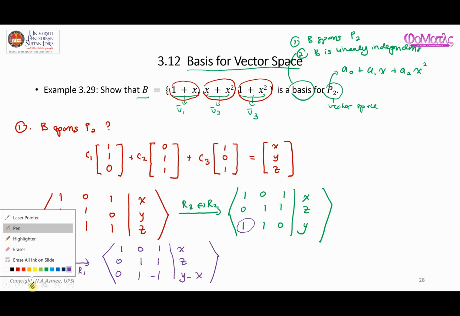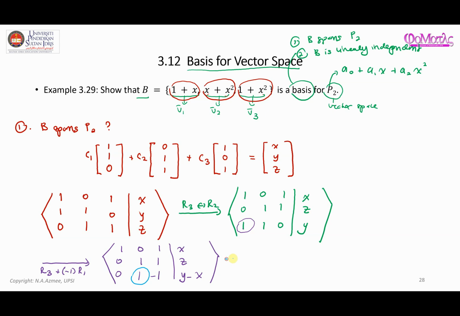Next, I can consider letting this value become 0. So here we have R3 plus negative 1 R2, and the result will be 1, 0, 1, x, and 0, 1, 1, z. Then 1 minus 1 is 0, and negative 1 minus 1 is negative 2, and here we have y minus x minus z. So that is the result.